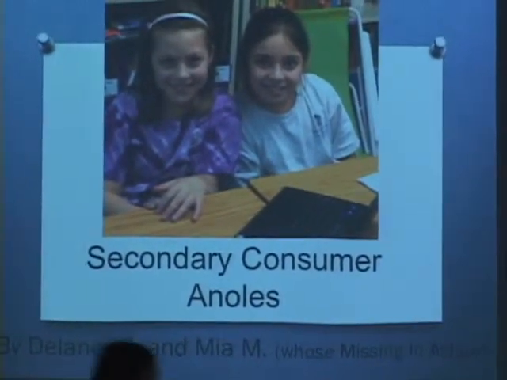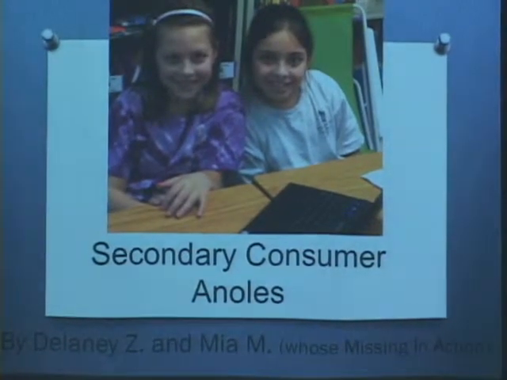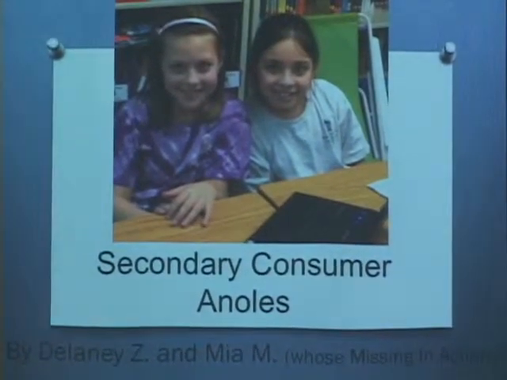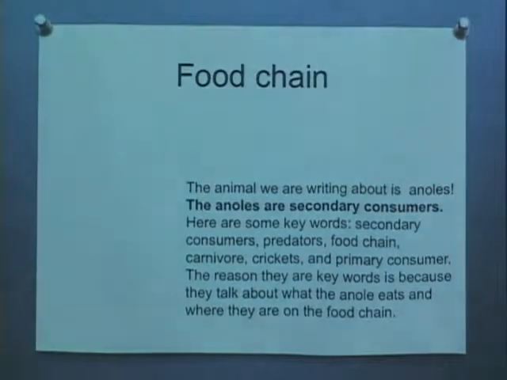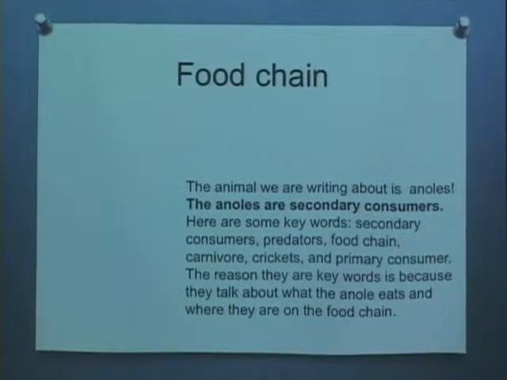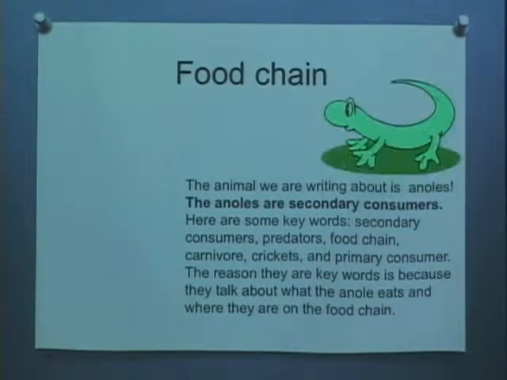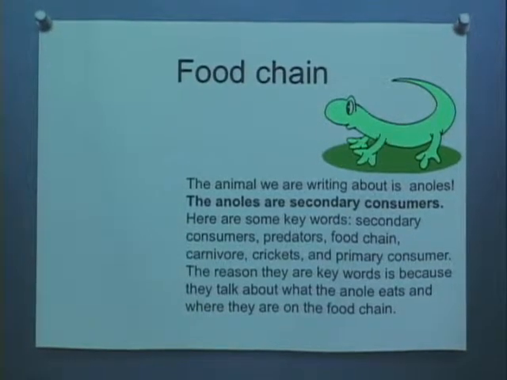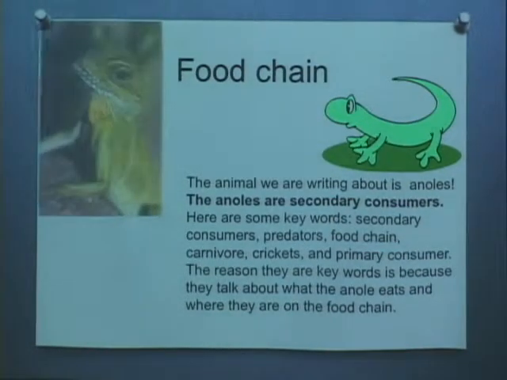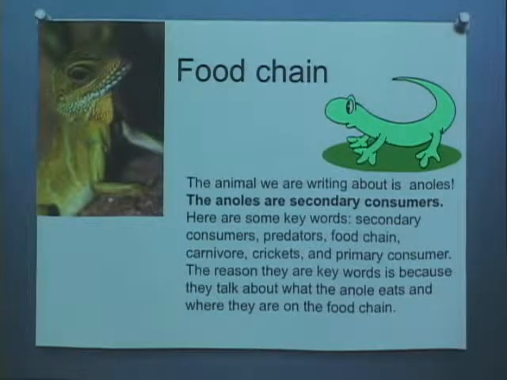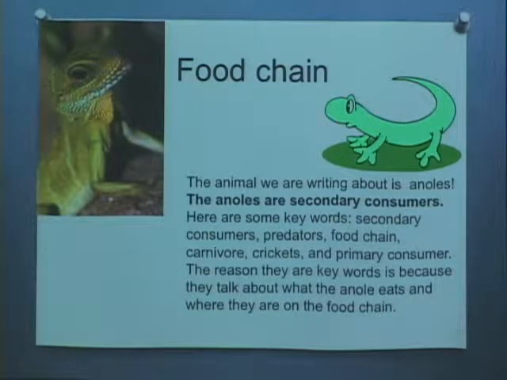Secondary consumer. Anoles, by Delaney Zonowski and Mia Magliari, who's missing in action. Food chain. The animal we are writing about is anoles. The anoles are secondary consumers. Here are some key words: secondary consumers, predators, food chain, carnivore, crickets, and primary consumer. The reason they are key words is because they talk about what the anole eats and where they are in the food chain.